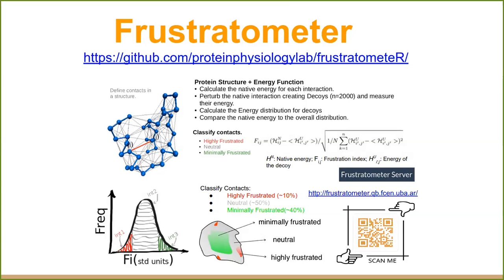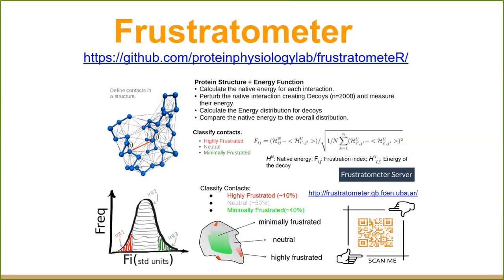If the pair is more stable in the native configuration, the contact is called minimally frustrated. If the stabilization lies in the middle of the distribution of alternatives, the contact is neutrally frustrated. And if the native pair is less stable than the other possible ones, the contact is highly frustrated. We use the frustratometer to calculate the individual frustration of each structure.